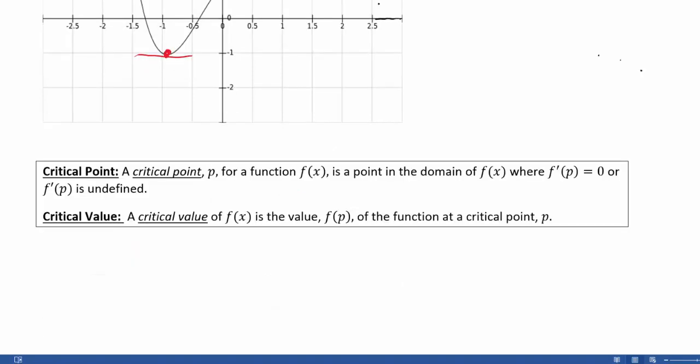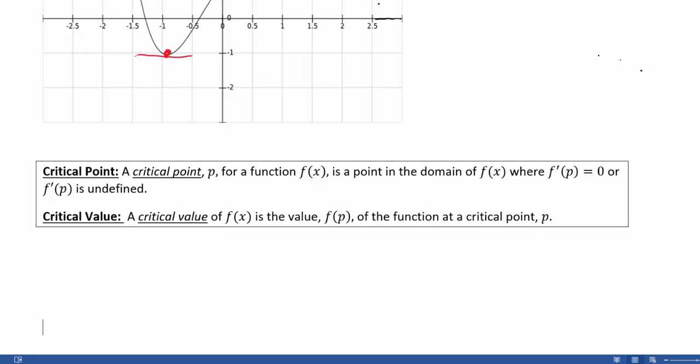A critical point, P, for a function f of x is a point in the domain of f of x where f prime of p equals 0 or f prime of p is undefined. So now these places where our first derivative equals 0 are going to be called critical points. So the critical point is the independent value. So it's usually x, but it could be t or p or q depending on the function. But again, that critical point is going to be where the first derivative equals 0 or is undefined.